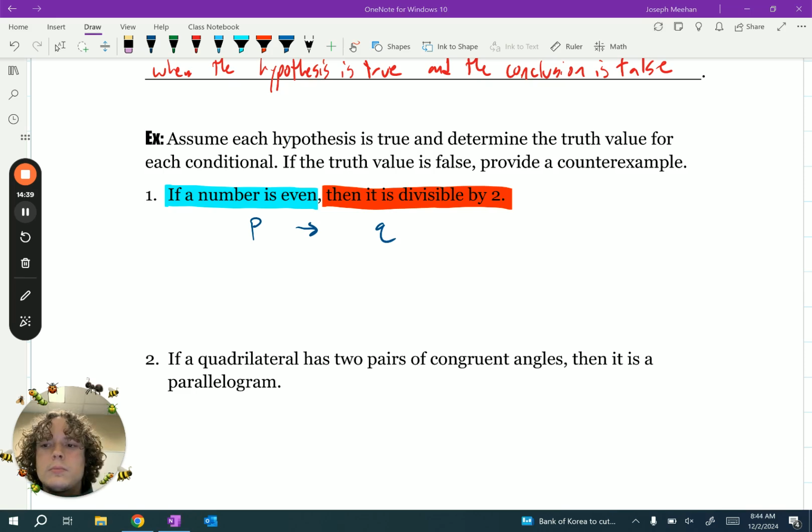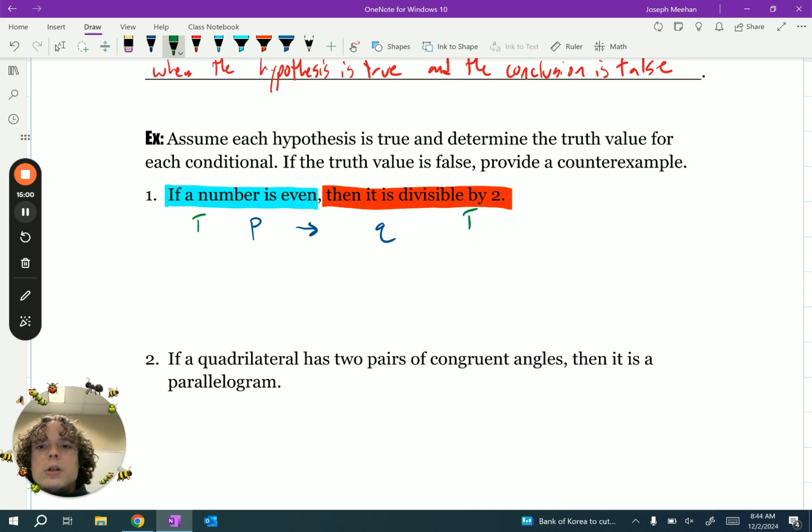Is the conclusion going to be true then? If a number is even, then it is divisible by 2. We know that the hypothesis is true if a number is even. So we just have any even number. And then the conclusion says, then it is divisible by 2. That has to be true because that's the definition of an even number, right? So we can say the conclusion is true too.